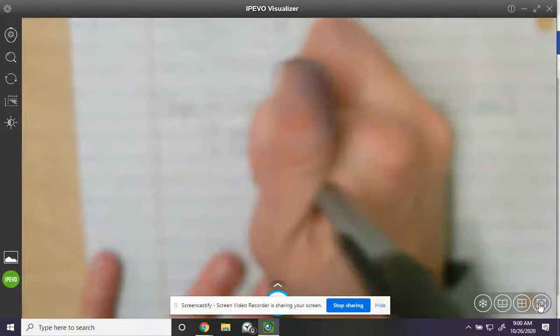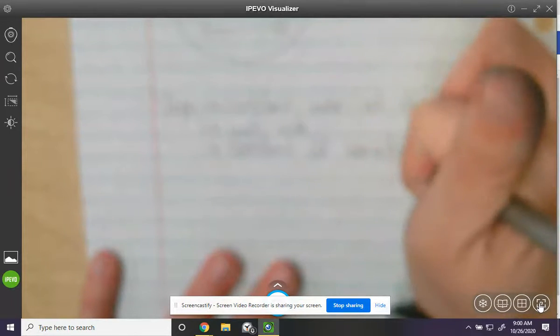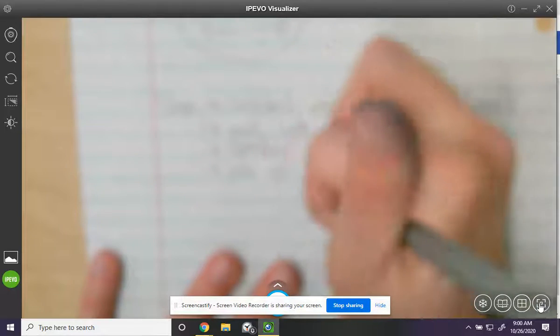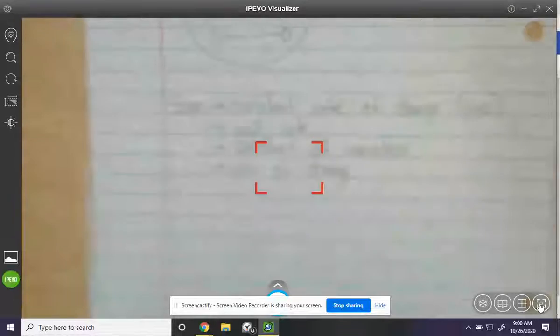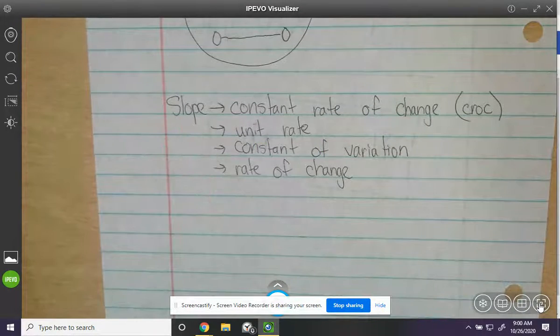Constant variation, slope. And then the last one that we did was rate of change. If you see any of these four versions, they all mean slope. What is the slope?